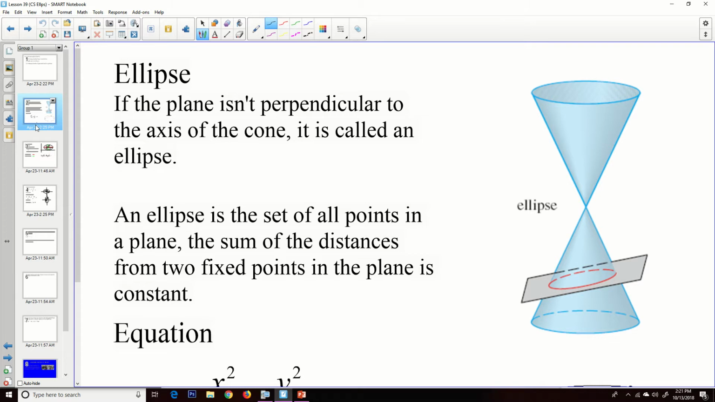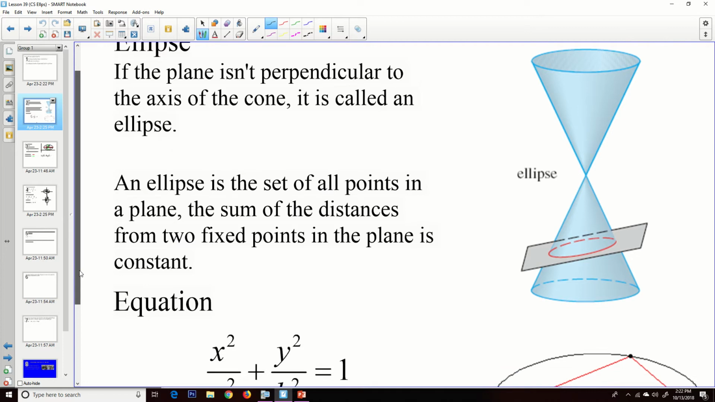So again, just as a review from the last lesson, if the plane isn't perpendicular to the axis of the cone, it is called an ellipse. So our conic section, and again, we are sectioning a cone. That's how we get the term conic section. The intersection of that cone and the plane is going to give us an ellipse.